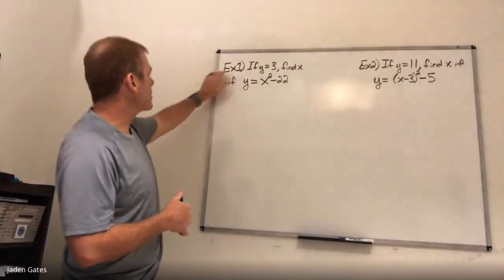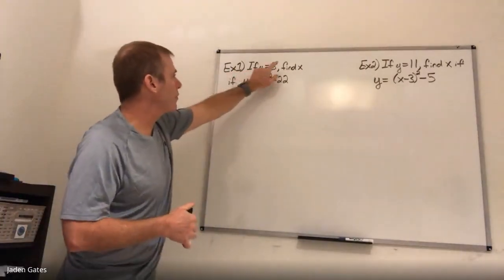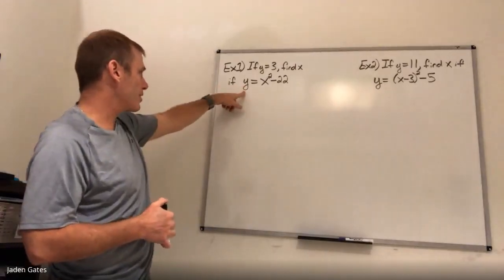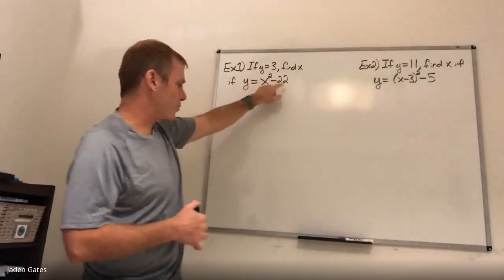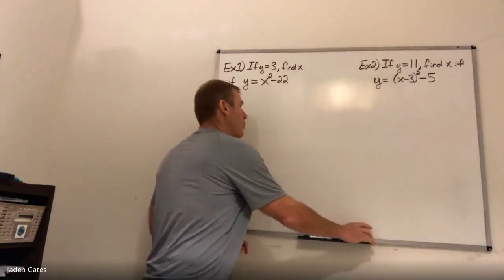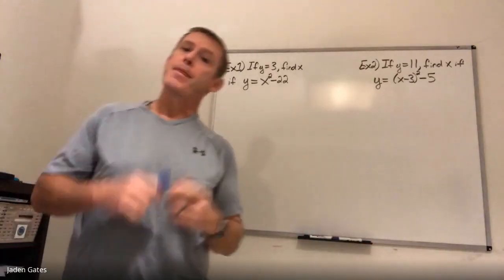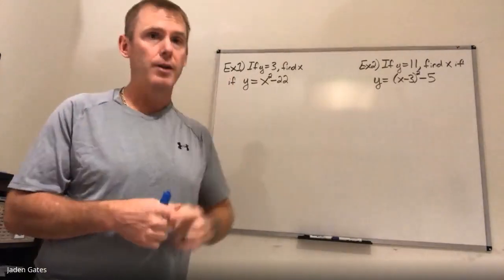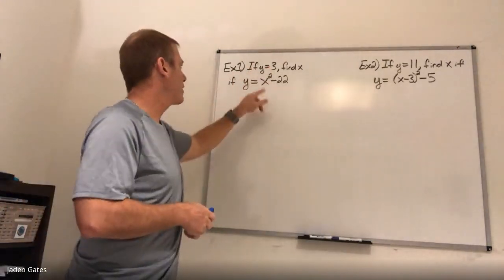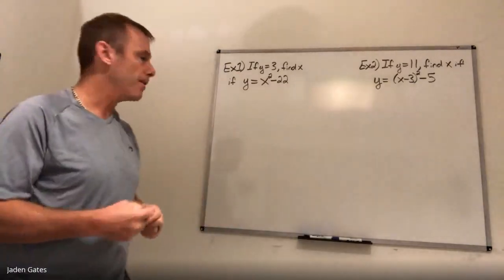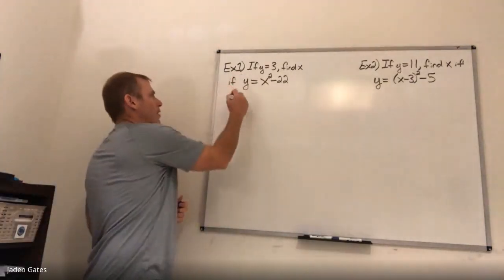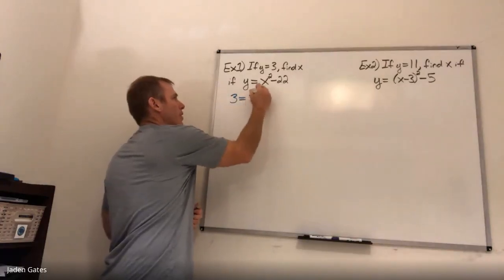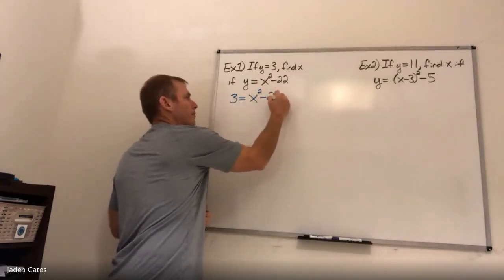So in this case, example number 1, I have if y is equal to 3, find x, if our parabola, which is in vertex form here, is y equals x squared minus 22. So again, when we're solving, you've got two variables, right? You have to know one, or you have to know all of them but one. And so I know the y here, and I can solve for x, because that's what we're doing. And so wherever there's a y here, I'm going to substitute in a 3. So I get 3 equals x squared minus 22.